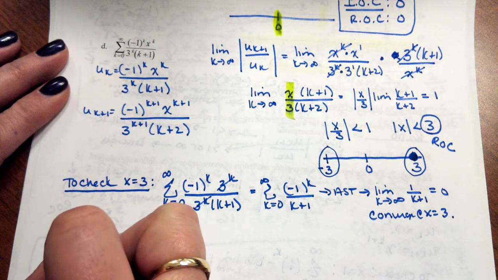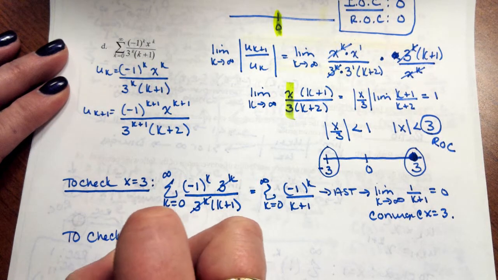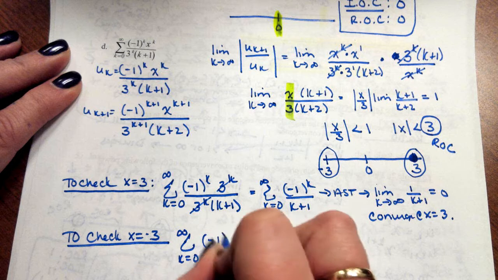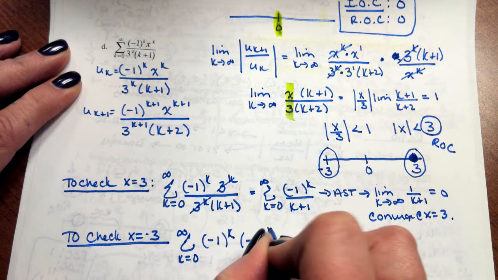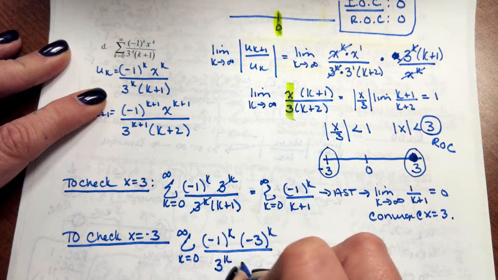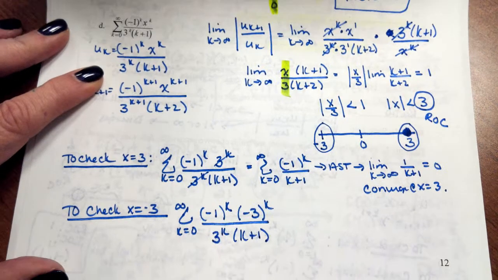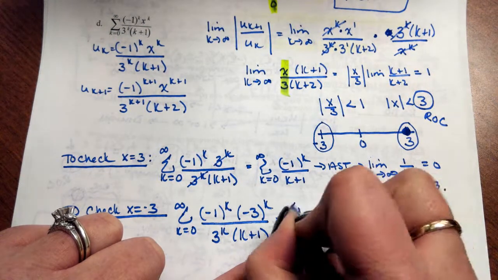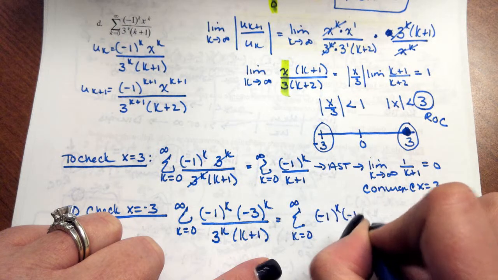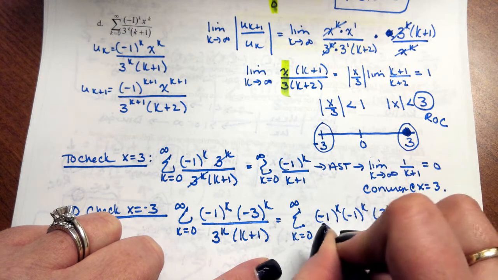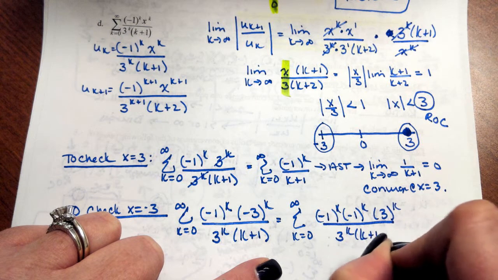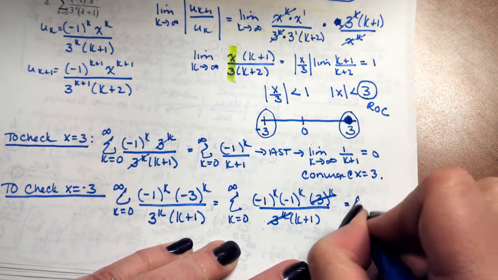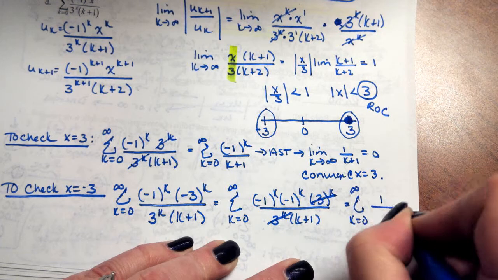Now I have to check negative 3. So I have k is equal to 0 to infinity. Again, I have my negative 1 to the k. I have negative 3 to the k, all over 3 to the k times k plus 1. Now another way I could write this negative 3 to the k would be k is equal to 0 to infinity of negative 1 to the k, negative 1 to the k times 3 to the k, all over 3 to the k times k plus 1. So the 3 to the k's cancel, and a negative times a negative, no matter what, is going to be a positive. So what I'm left with is the series k is equal to 0 to infinity of 1 over k plus 1.